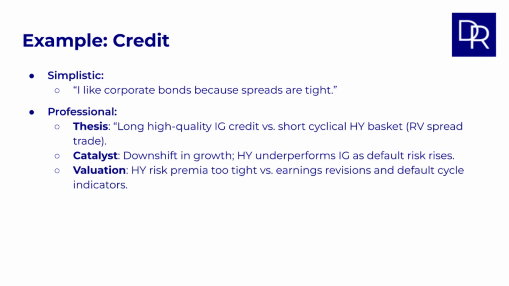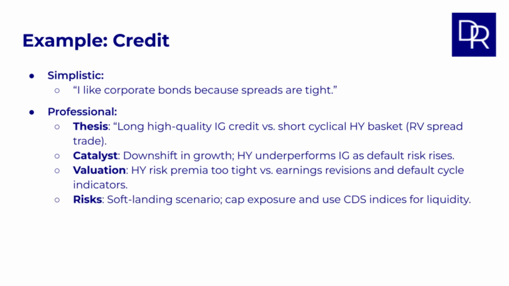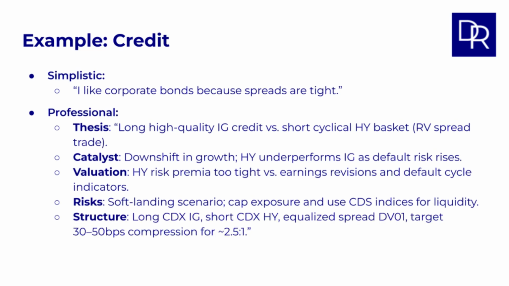The valuation: high yield risk premia are too tight versus earnings revisions and default cycle indicators. The risks: a soft landing scenario, so cap exposure and use CDS indices for liquidity. The structure: go long the CDX investment grade and short the CDX high yield, equalized spread DV01. Target 30 to 50 basis points compression for around a 2.5 to 1 risk reward ratio.